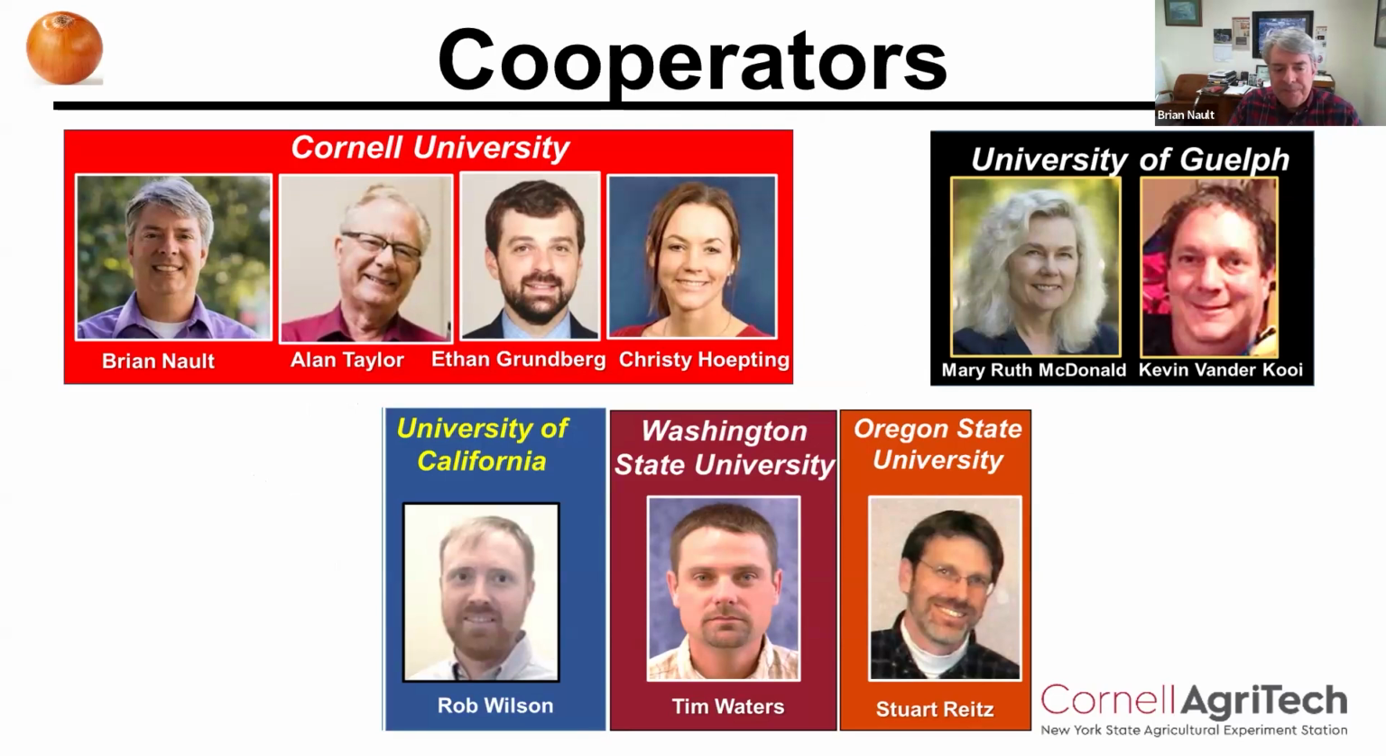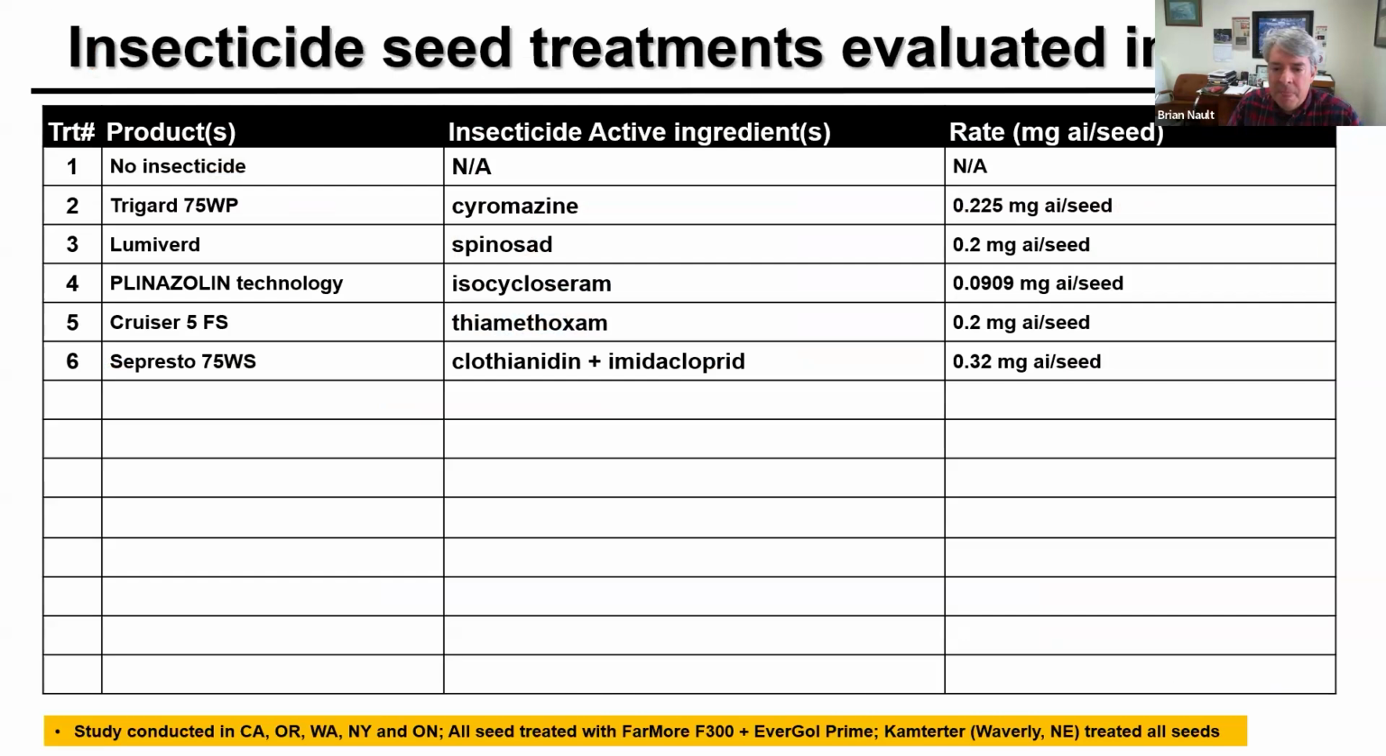So at Cornell, we've got myself, Alan Taylor, who's a seed scientist. We have 2 Cornell Cooperative Extension educators, Ethan Grunberg and Christy Hoepting, and a graduate student of mine, Leo Salgado. And then at Guelph, we have Mary Ruth McDonald and Kevin Vander Kooi, University of California, Rob Wilson, Washington State, Tim Waters, and Oregon State, Stuart Reitz. So all of us conducted the trial that I'm about to explain.